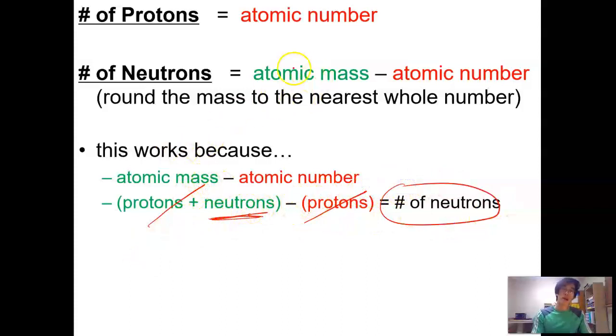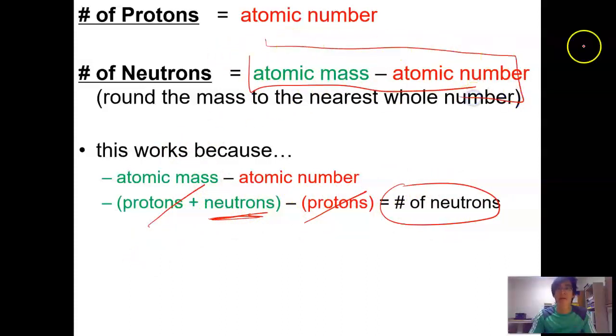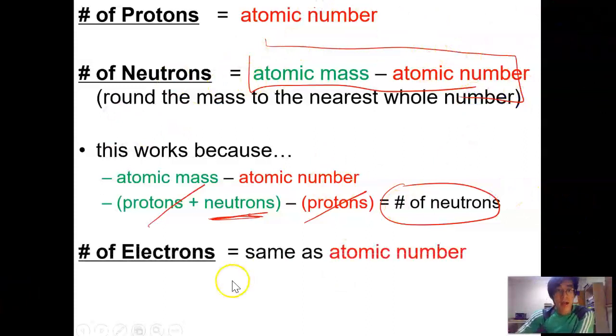So that's why you use this to find the number of neutrons. You use the atomic mass minus the atomic number. All right, and for this one, number of electrons is the same as the atomic number.